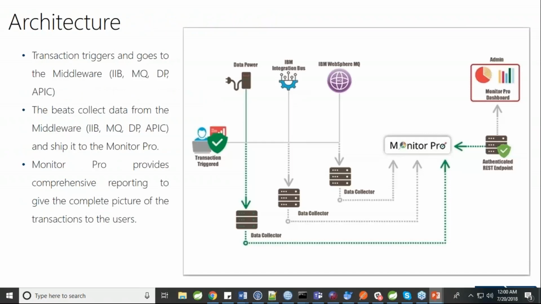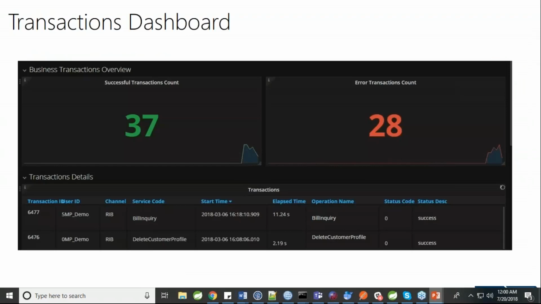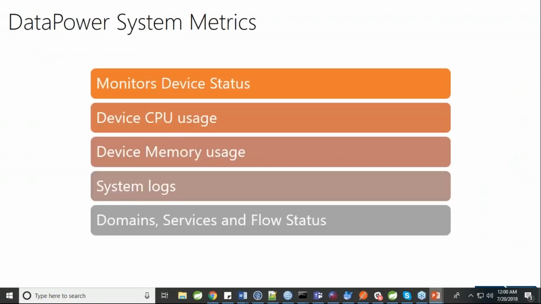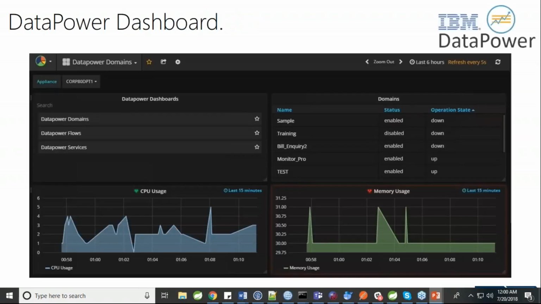Going to the architecture part, we have data collectors which collect the metrics and every detail from the respective middlewares and send the data to Monitor Pro, which you can view on the dashboards. This is a transaction dashboard. Next, like I said, we can also track the system metrics of the respective IBM middlewares. In DataPower, you can analyze CPU usage, memory utilization, system logs, and the technical details of the domain, service, and flow statistics. This is a DataPower dashboard.